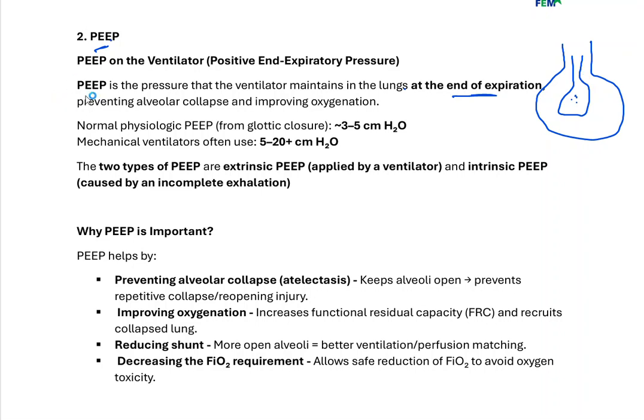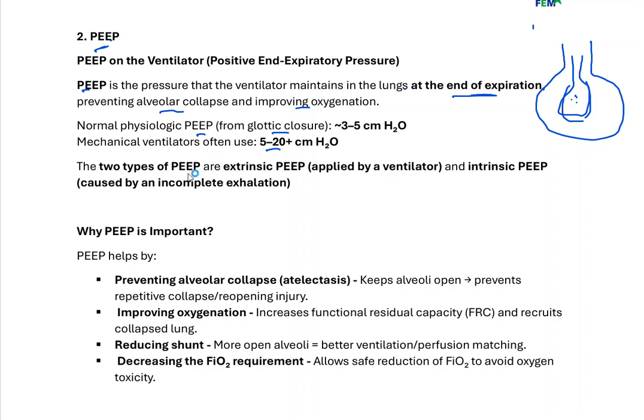And that pressure in the lungs that keeps the lung open at the end of expiration, that's what we call what? PEEP, right? So that prevents alveolar collapse, thereby improving what? Oxygenation, because that will help to increase your surface area. And remember, the more surface area you have, the more oxygenation you're going to have, right? In normal physiology, PEEP from glottic closure is usually around 3 to 5. And on the ventilator, you can do anywhere from 5 to 20 plus, depending on the patient pathology.